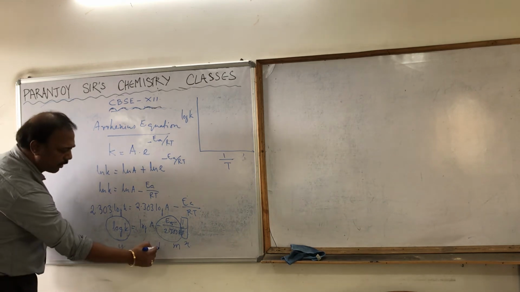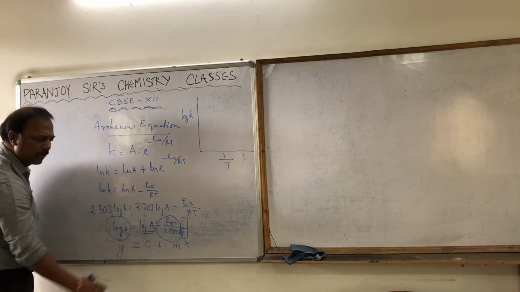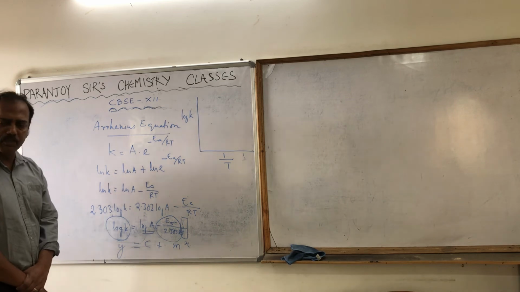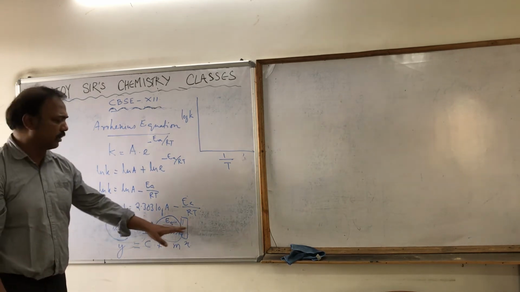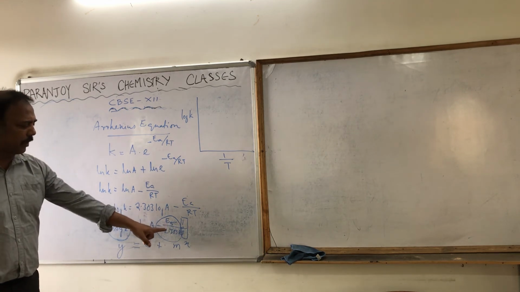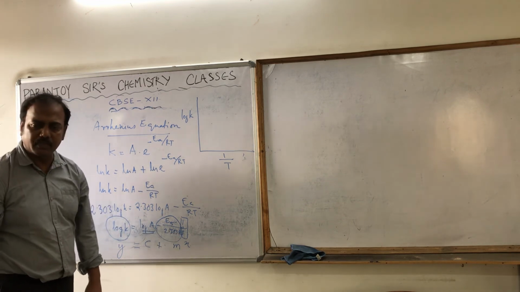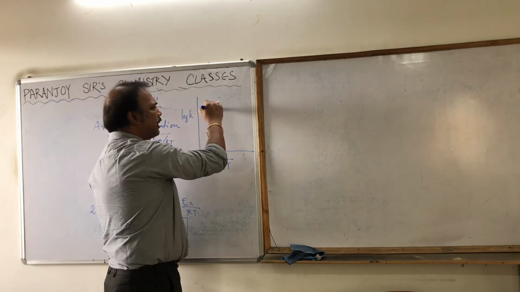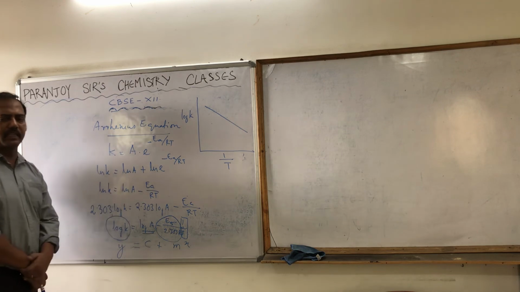And log A is nothing but the intercept. So this will be an equation of a straight line again. We have done it several times. Now, hope you can understand that. So this is an equation of a straight line with the slope of minus EA by 2.303 R. Minus means the negative slope. Negative slope means the straight line will be like this. Yes, we will get a straight line like this.